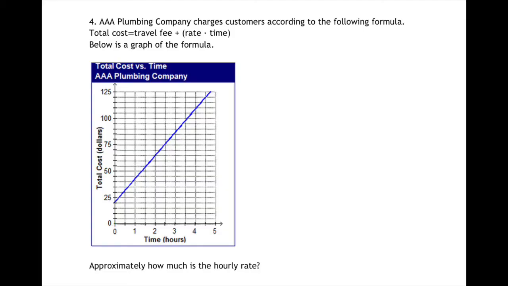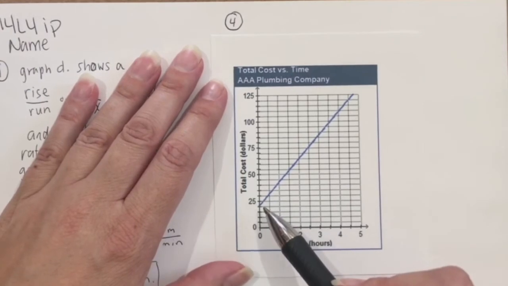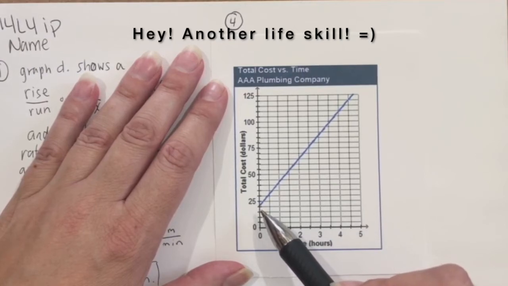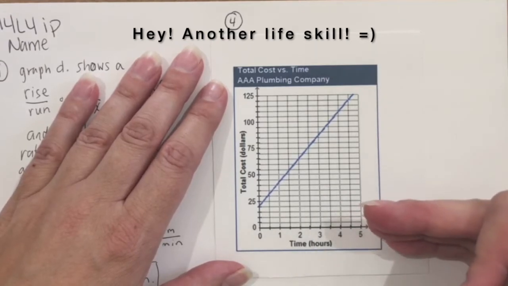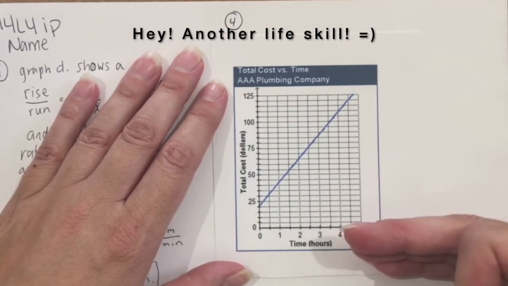Let's do number 4. AAA Plumbing Company charges customers according to the following formula. Total cost equals the travel fee plus a rate times a time. Below is a graph of the formula. Approximately how much is the hourly rate? This is really common, and if you ever own a business someday, this is the kind of thing you may want to do. For example, a consultant might charge a fee just to show up, and then on top of that, they'll charge a certain dollars per hour of their time.